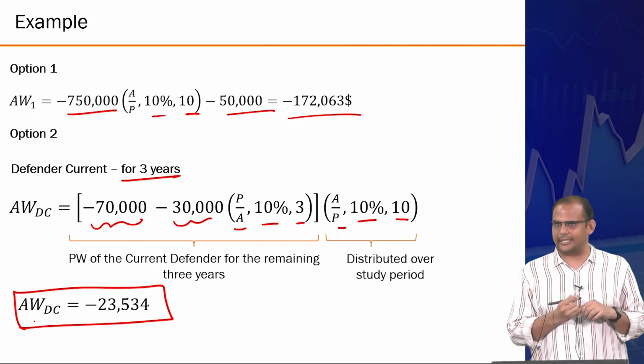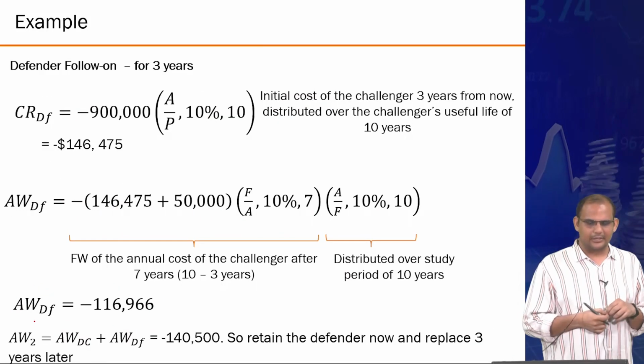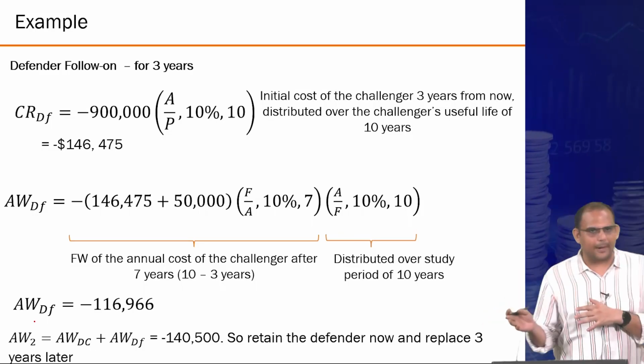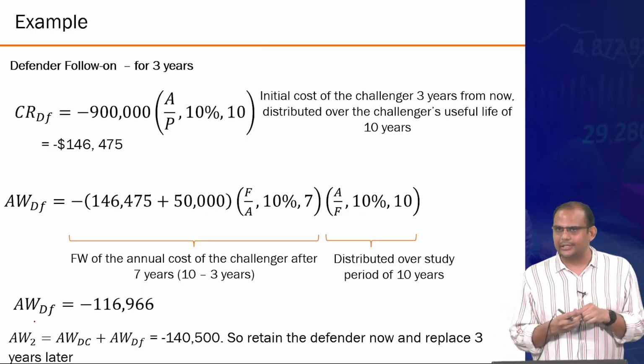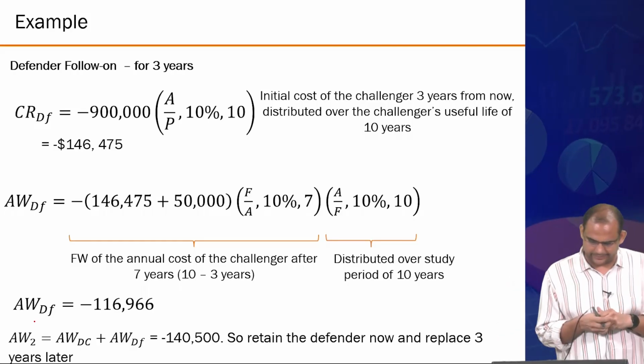this cost, 23,534. Now comes the defender's follow-on part, which is you are buying a challenger and then you have to distribute it again for the 10 years, whatever period, right?